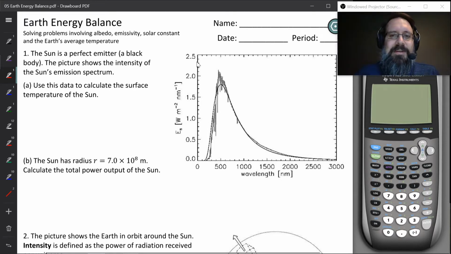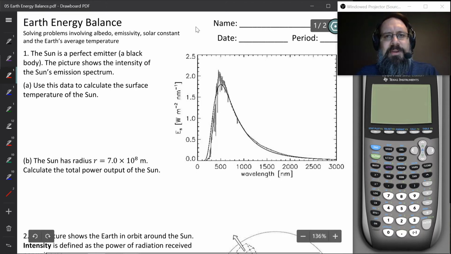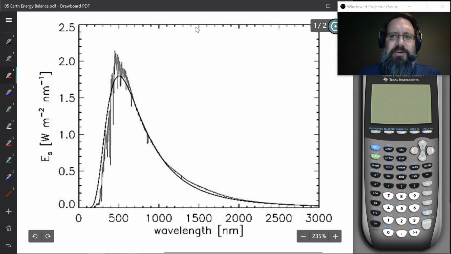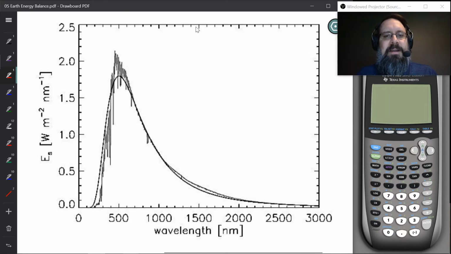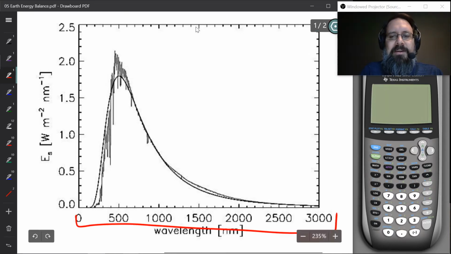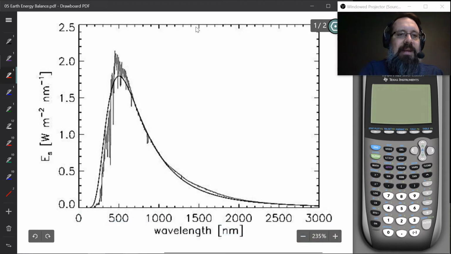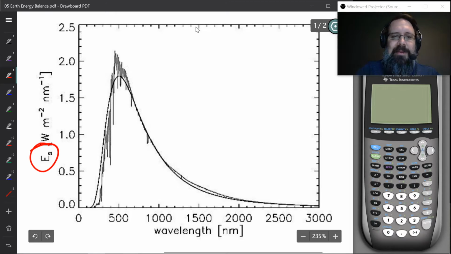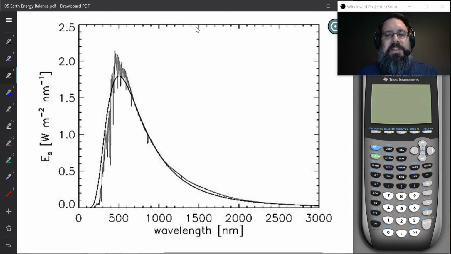Okay, let's get started. First, I want to begin with a review of the two equations we learned about last time: Wien's displacement law and the Stefan-Boltzmann equation for power emitted from a black body. This is the graph of the emission spectrum from the sun. These are all the different wavelengths of light, and then the intensity of light that we receive. Usually the vertical axis on these graphs is a highly complicated number, so I'm just going to say it's the intensity. It's essentially how much energy we're receiving.